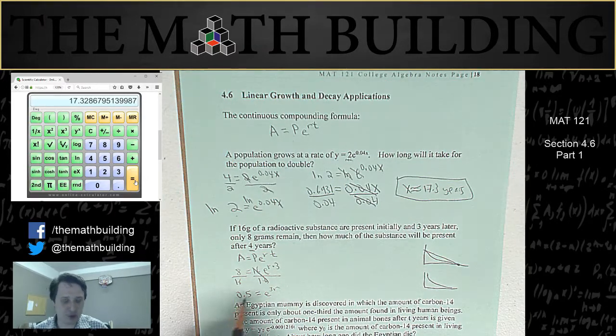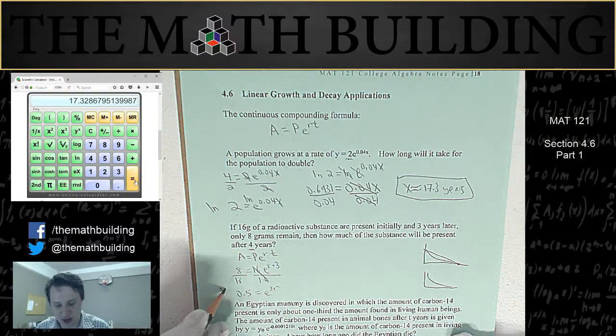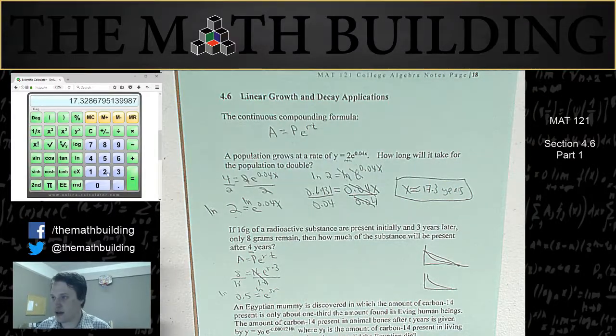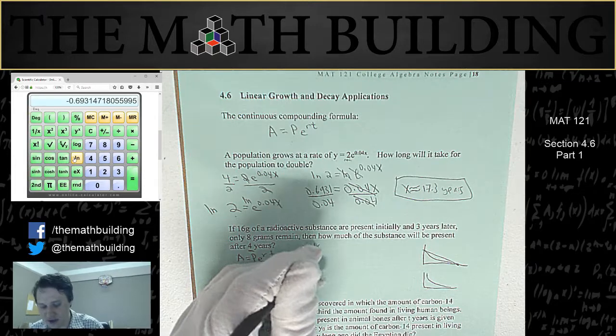And this half shouldn't be a surprise because it's a half-life. So let's take the natural log of both sides. We're going to get the natural log of 0.5, which is equal to negative 0.6931.